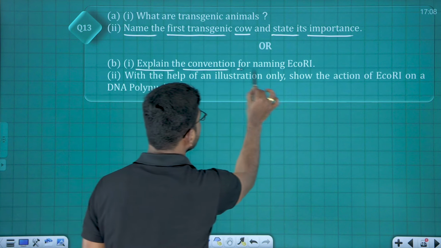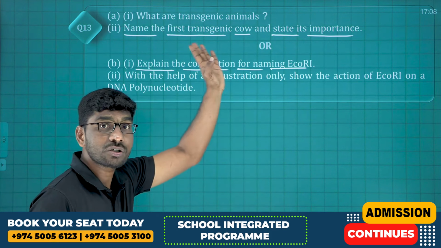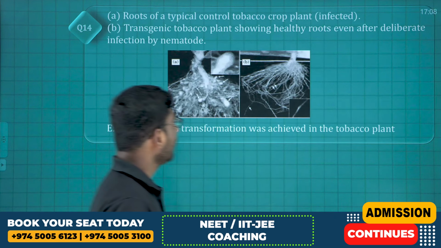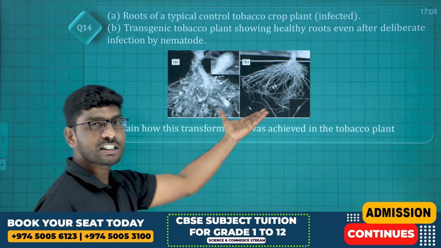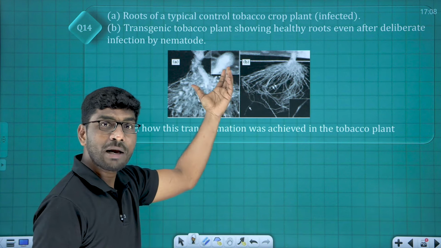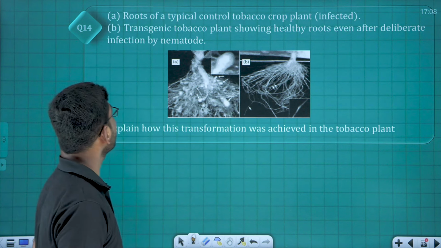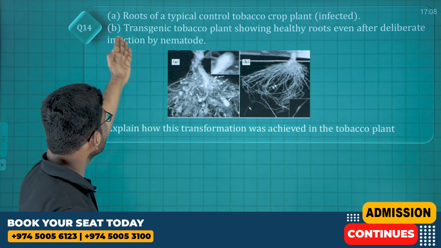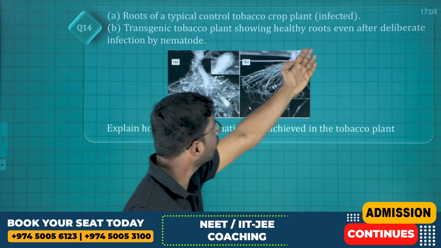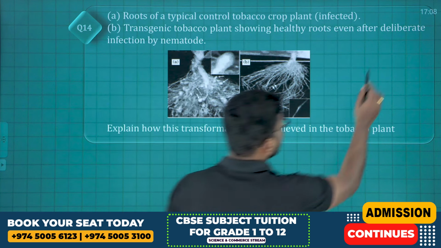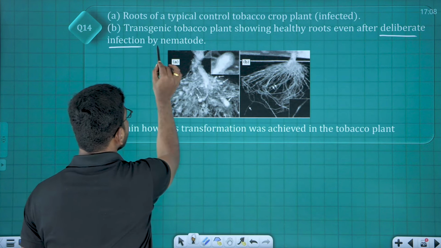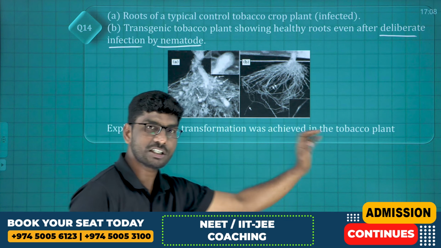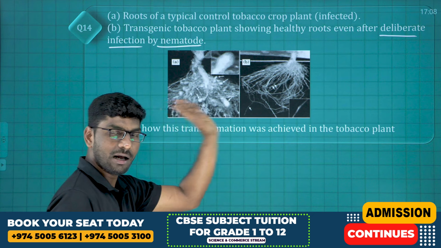Explain the convention for the naming of EcoRI. This was already done in the previous video, biotechnology applications, EcoRI. I clearly explained, so I'm going to the next question. Look at here. This is the tobacco root infection by the Meloidogyne incognita. Roots of typical controlled tobacco crop plant infected. Transgenic tobacco plant showing healthy roots even after deliberate infection by the nematode. Explain how this transformation was achieved in the tobacco plant. Just now in the previous question I explained; the same thing is applicable here also.